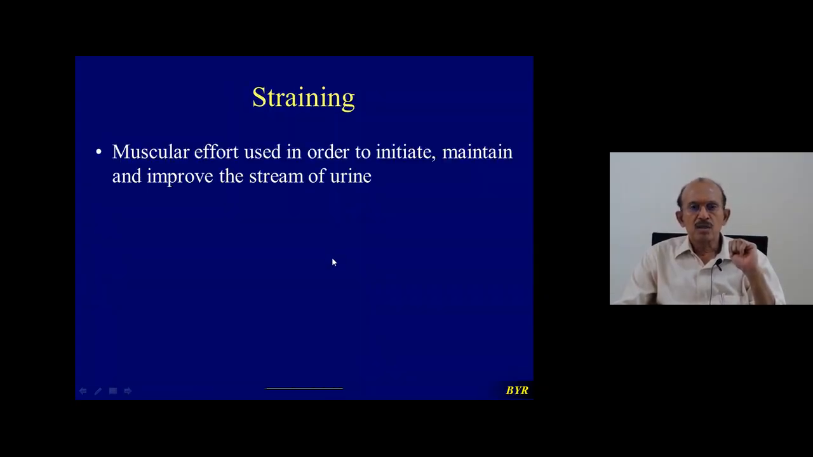Straining: muscular effort used to initiate, maintain, and improve the stream of urine. Normally, the urine passes by bladder contraction. But when the person is also using his abdominal muscles, by contracting the abdominal muscles and doing a Valsalva maneuver to expel the urine, that means that there is some obstruction. That is called straining. So whenever muscular effort is used to drain the urine, it is called straining.